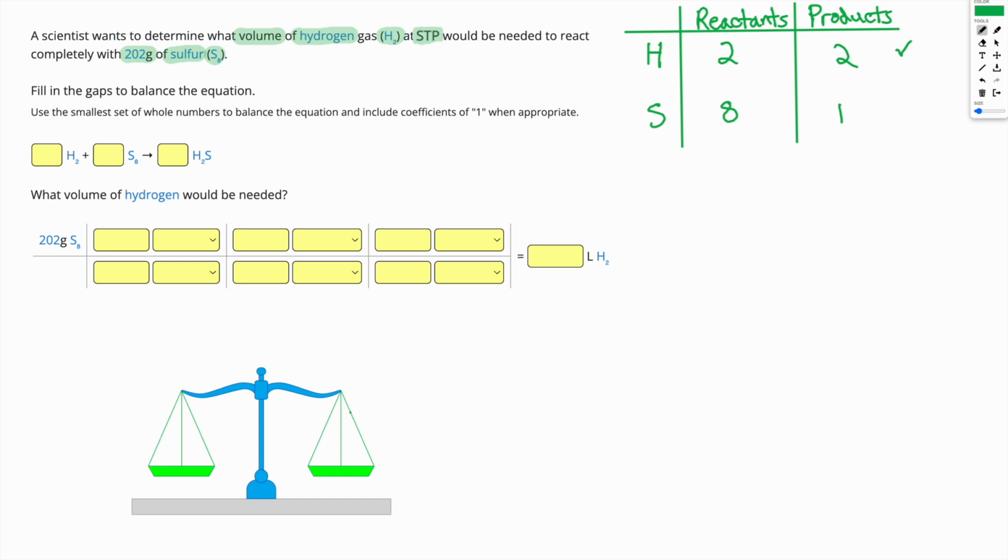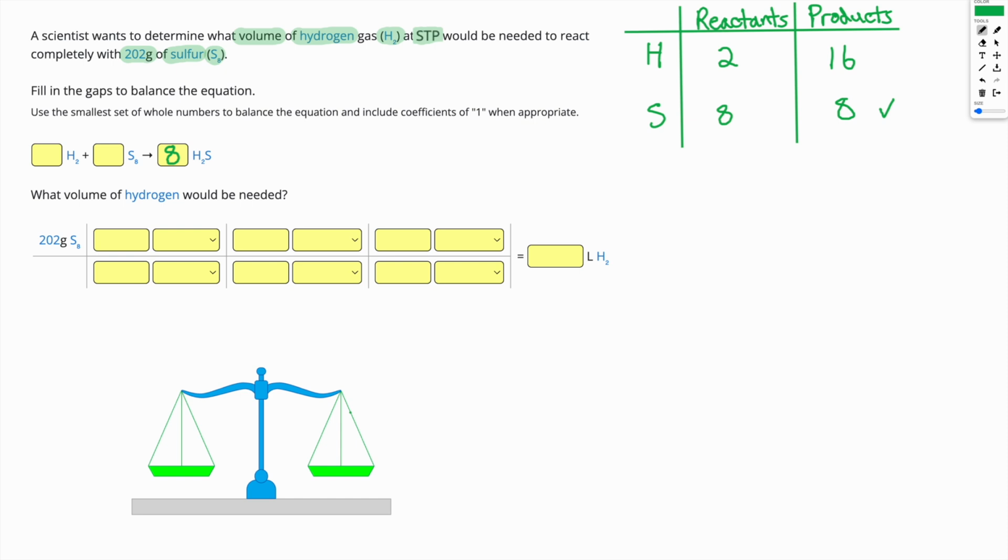So I'm going to add an 8 in front of my product side on the H2S, and I'm going to recount to see if my equation is balanced now. So now I have, again, 2 hydrogens in my reactants, 8 sulfur in my reactants, and in my products I have 8 sets of H2S. So 8 sets of H2 is 16 H in my products, and 8 sets of S is 8 S in my products. So sulfur now appears balanced, but hydrogen isn't anymore.